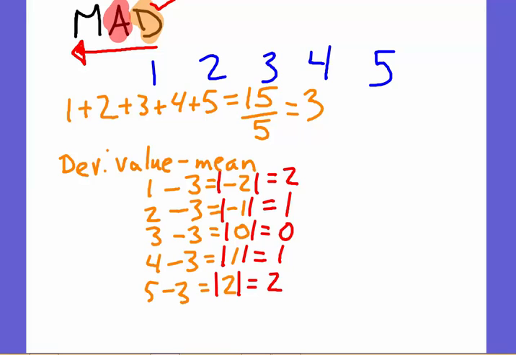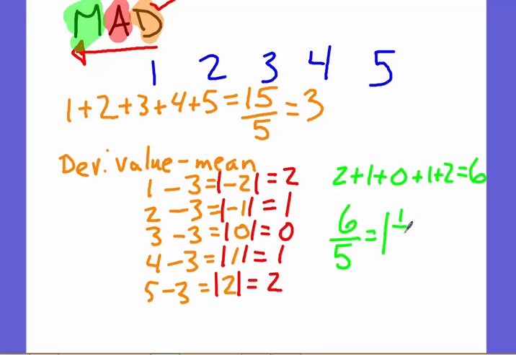Alright, so now that I've found these, what do I need to do next? Well, my very last step is I need to find the mean. So I'm looking at all of my numbers, and I'm finding the mean of my absolute deviations. So this will be 2 plus 1 plus 0. I need to include the 0 because that's one of the deviations. Plus 1 plus 2. This is 3, 3, 4, 6. So I have 6. And then how many numbers did I add, because I'm finding the mean? 1, 2, 3, 4, 5. So 6 divided by 5 is 1 and 1/5.